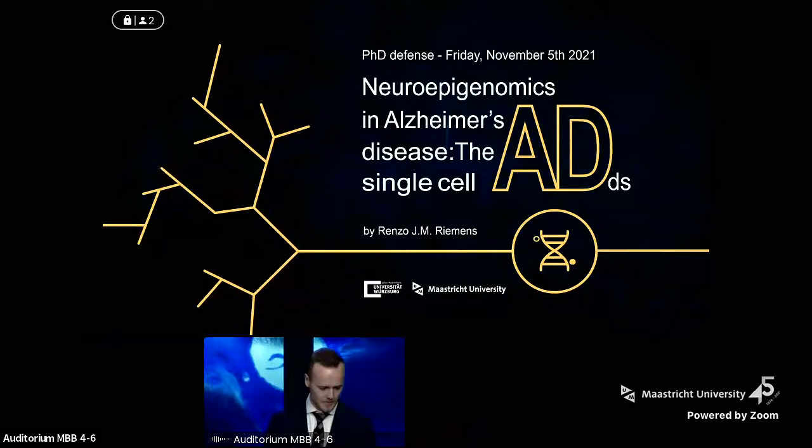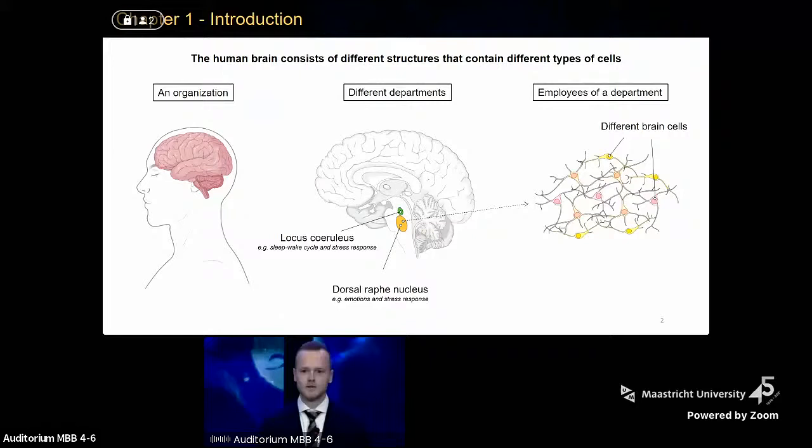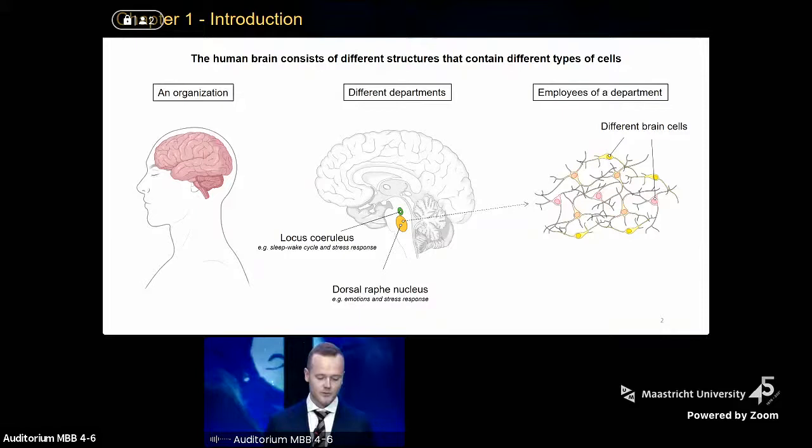So to start with a very brief introduction, our human brain can be divided in different brain structures that each have their own function. As you can see here in the slide, the region depicted in green, the locus coeruleus, and the region depicted in dark yellow, the dorsal raphe nucleus, are, for example, known to be involved in regulating our stress response and our emotions.